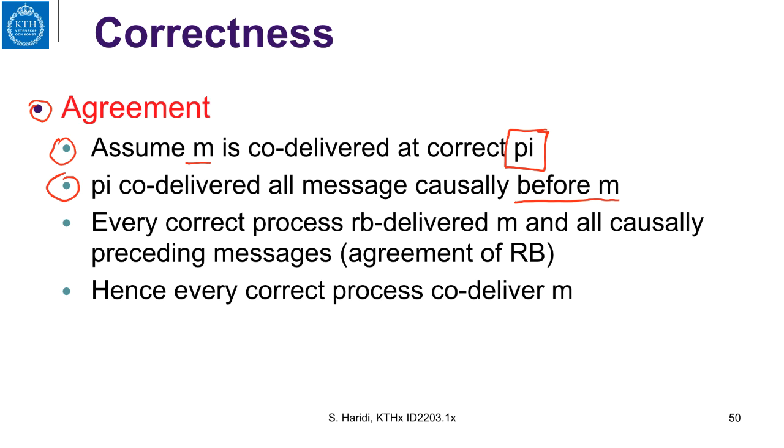Therefore, by the agreement property of reliable broadcast, every correct process reliably delivers M and all causally preceding messages. This is the agreement of reliable broadcast. And because they deliver all causally preceding messages, every process is also going to causally deliver M, and that is what we want to prove.